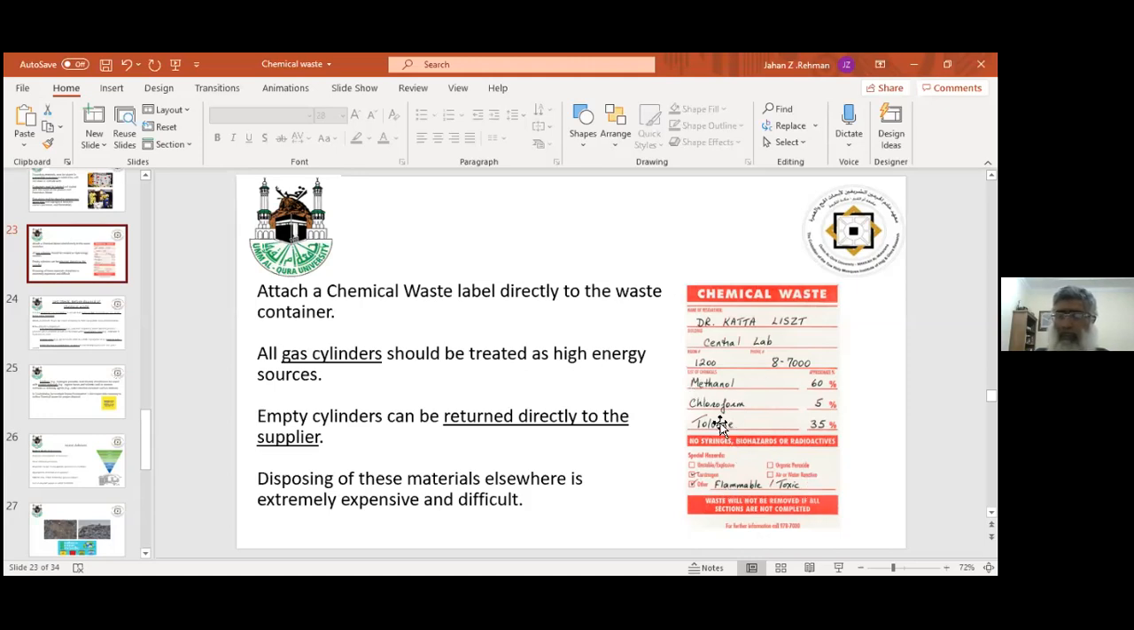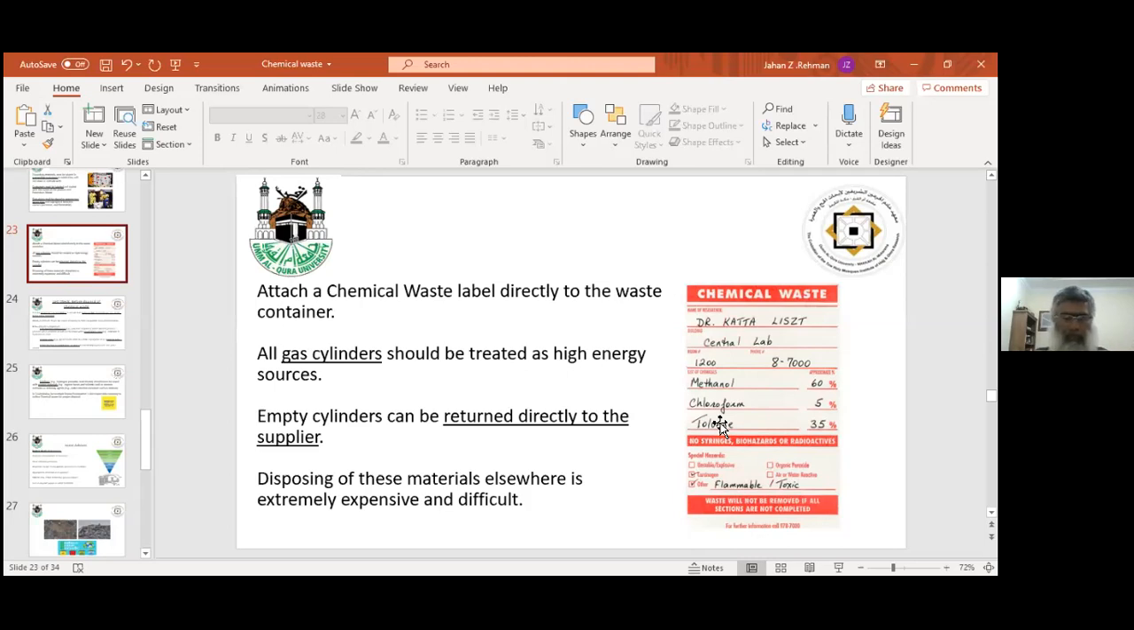So this label was put on the big canister. Big canister means inside this canister there are three small bottles. One is methanol, one is chloroform, and one is toluene. They do not mix with each other in the same bottle. They put these organic chemicals in different bottles, and then these three different bottles are put into a big canister.